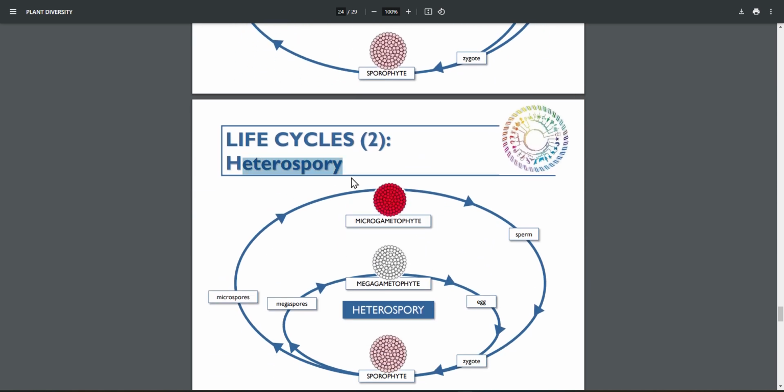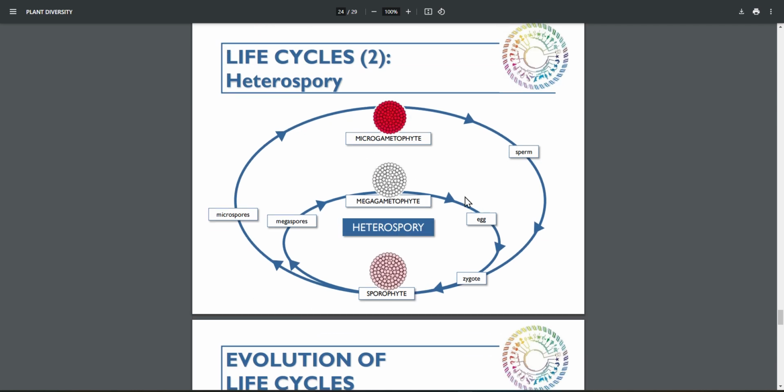For heterospory, the sporophyte actually forms two types of spores. One is the microspore, and the other is the megaspore. So the microspore would grow into the microgametophyte, which is the male gametophyte, you could say, and it produces sperm, while the megaspore would grow into the megagametophyte, which produces the egg. This is just female. It's kind of like just male and female, really. It's a fancy name for it. And then they fuse to form the sporophyte again.